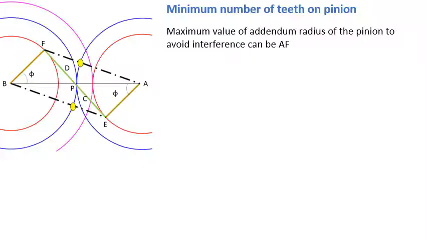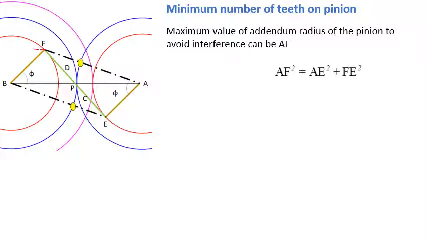If it exceeds this line or this length, what happens? There is an undercut which takes place for the wheel. That's why this is the maximum value of the addendum, or length of the addendum. So let us consider this triangle AEF.